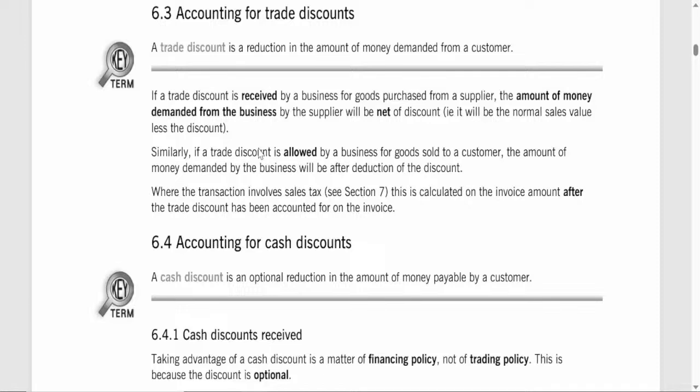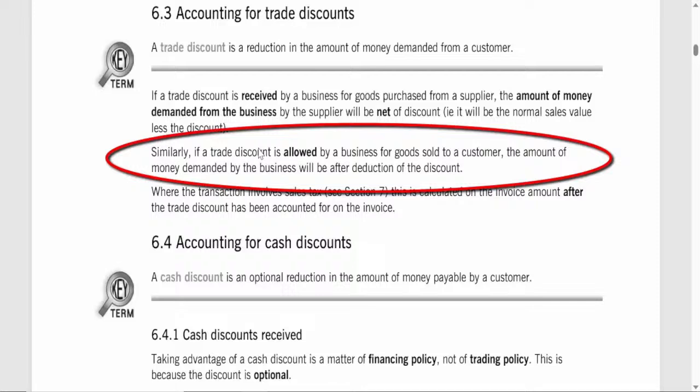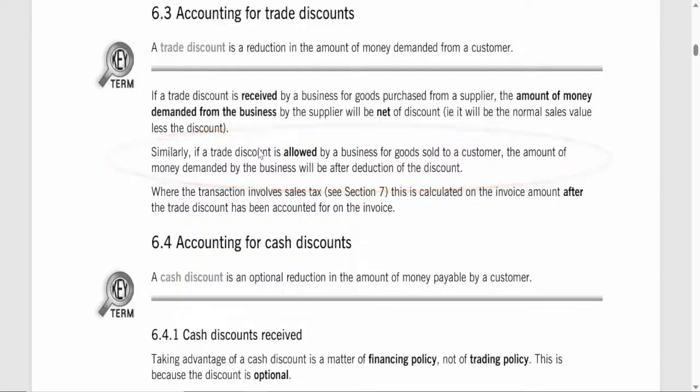2. When a business grants a trade discount. If a business sells goods to a customer and offers a trade discount, it reduces the amount they demand from the customer right on the invoice. The customer, therefore, only pays the discounted price. For instance, if a business sells goods worth $500 but provides a 5% trade discount, the customer would only be billed $475.